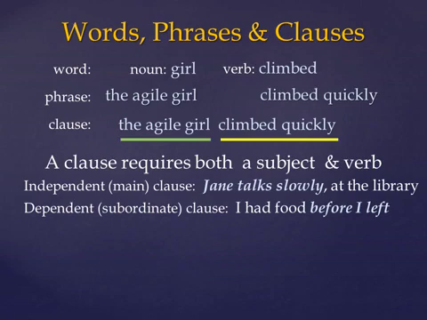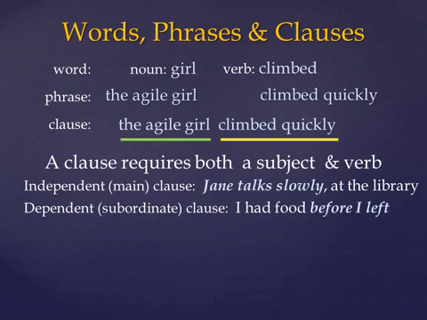So in our two examples here we can see Jane talks slowly at the library. Jane talks slowly makes sense as a sentence in its own right. Whereas I had food before I left, the clause before I left doesn't make sense on its own. We'll always be left asking the question, what before you left?